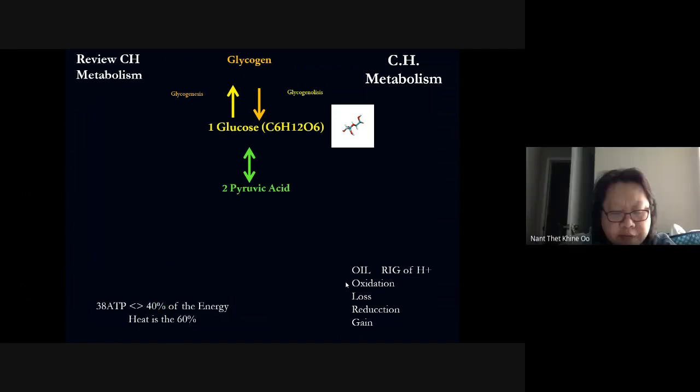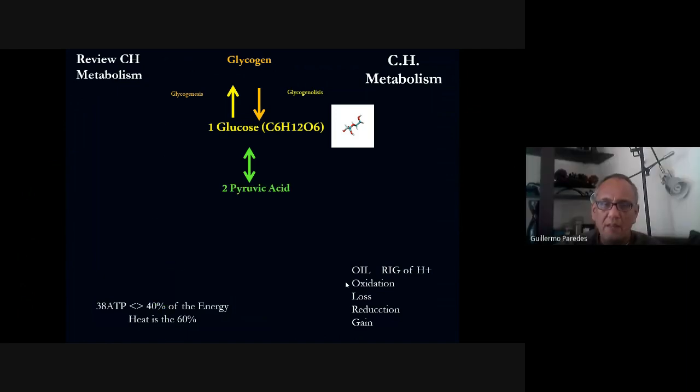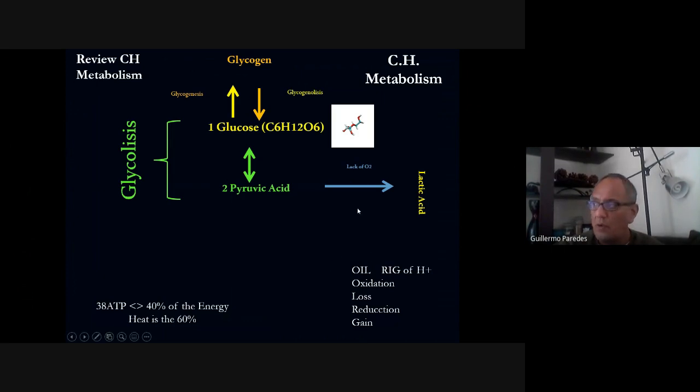To produce pyruvic acid. And the glucose to pyruvic acid is called what? Glycolysis. So when you have lack of oxygen, when you're overdoing exercises and you don't breathe properly, the pyruvic acid turns into lactic acid. And the lactic acid can turn into pyruvic acid later on. That is going to take about 3 days.